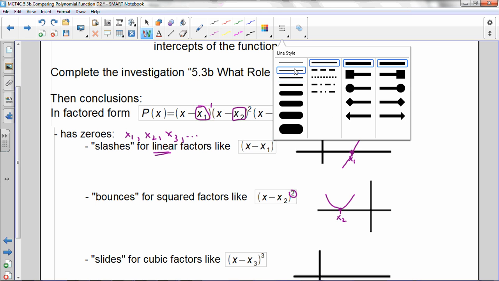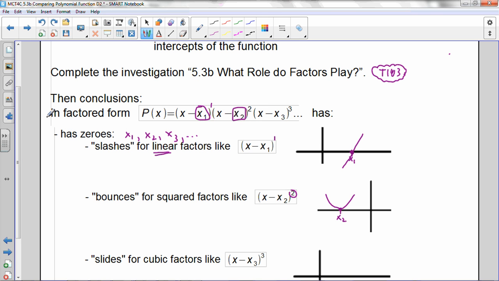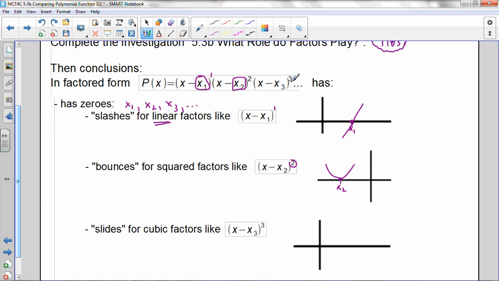What about if it's a cube? And this goes on and on and on. We could have factors with 4s and 5s and stuff like that, but as far as we're going to get is cubed. So x cubed, I call it a slide. You might call it a snake shape or something like that, but it sort of comes down. It looks like it's going to bounce, and then it slides through. And again, it might go the other way, but it slides.